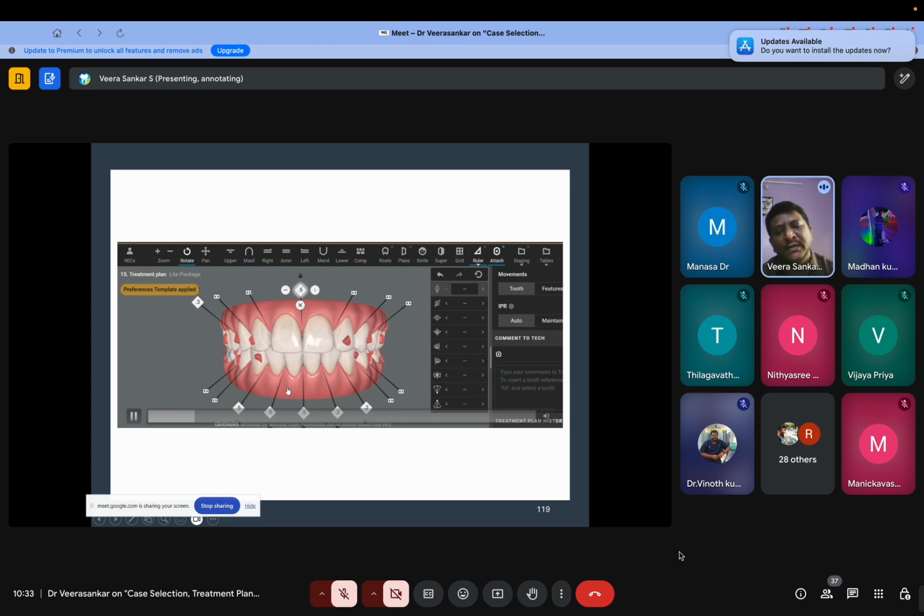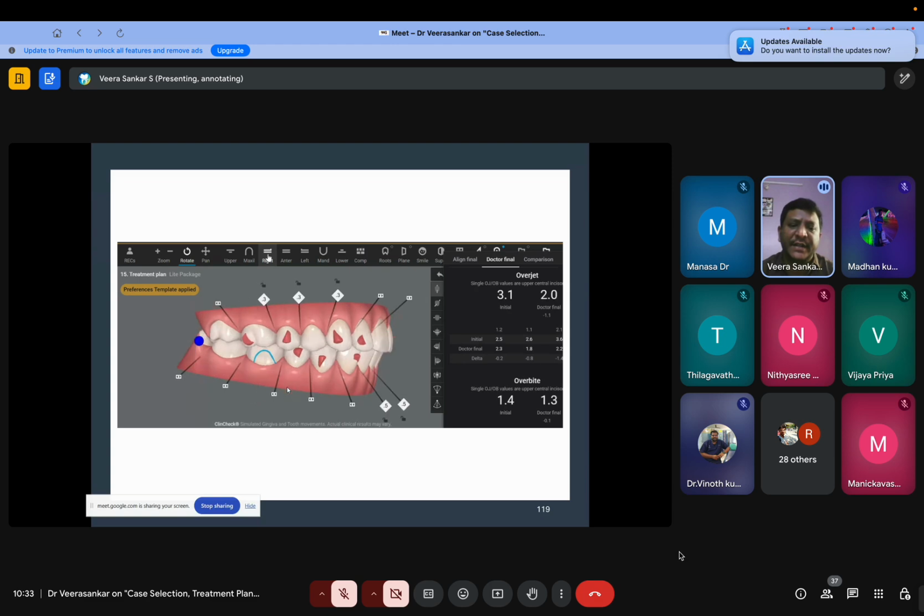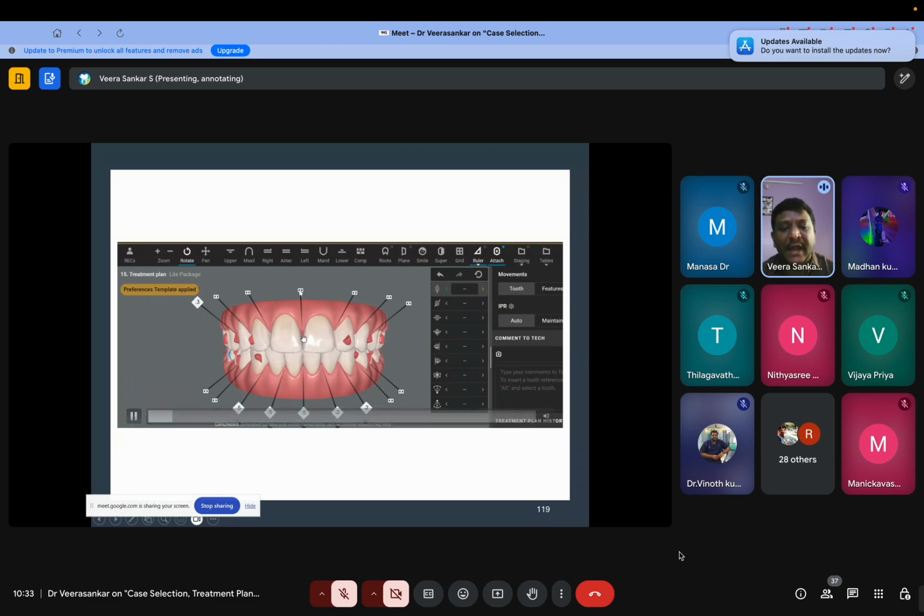What I have done is something we used to follow in routine fixed plans also, but it was not possible for us to predict it in earlier times. For example, if this is a non-extraction case that does not require any IPR with fixed plans, and I attempt the same case after leveling and alignment are completed and the space closure is done, the patient ends up with black triangles in the anterior region.